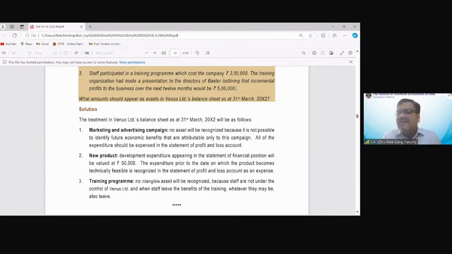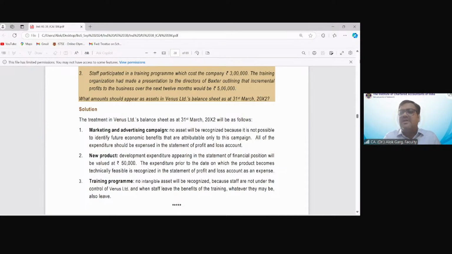So it doesn't matter that after training, the staff become efficient, more productivity will be there. Doesn't matter. This is a training cost. You don't have a control over the staff, right? You don't have a control to stop the future economic benefit used by the others. And it is not an intangible asset. This 3 lakh rupee has to charge to the P&L.